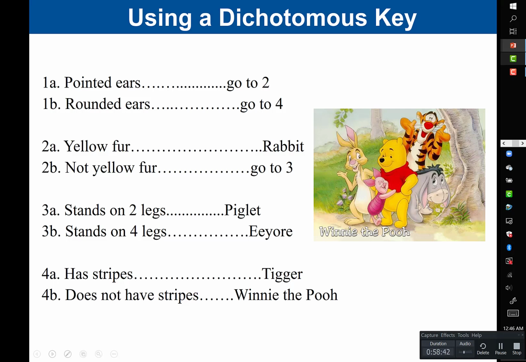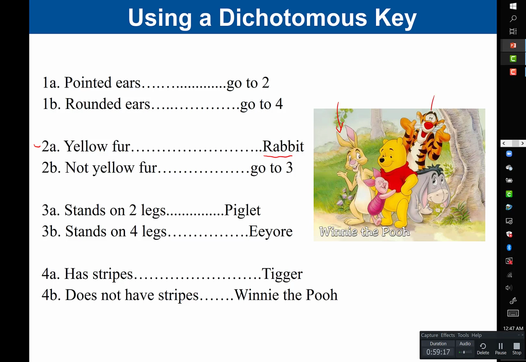So let's go with this one right here. Start from the top. Pointed ears or rounded ears. So does this one on the left have pointed ears or rounded ears? Pointed ears, right? Notice the ears come to a point. So it says go to number 2. This is number 2. Now we go yellow fur or not yellow fur. Well, it has yellow fur. Therefore, we can see that it's classified. This is rabbit.